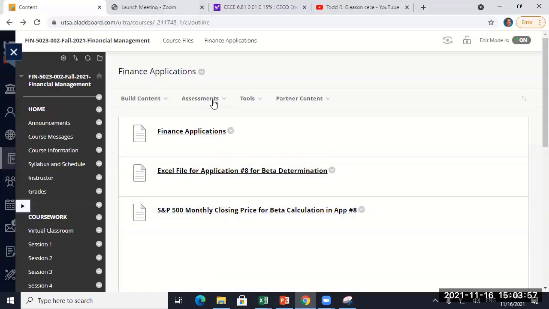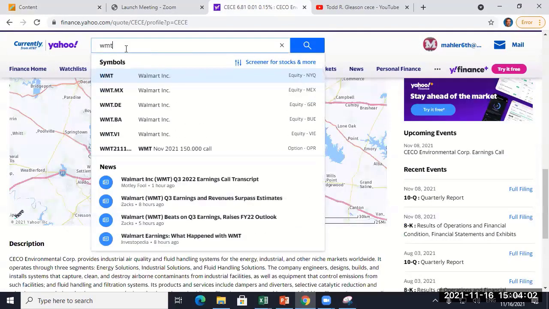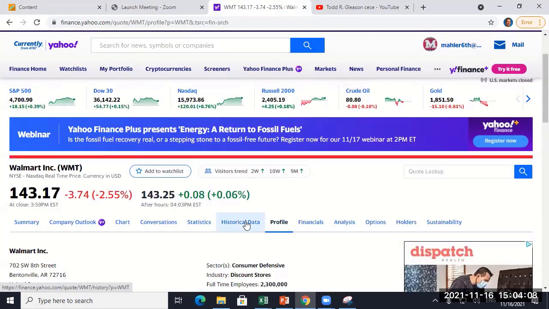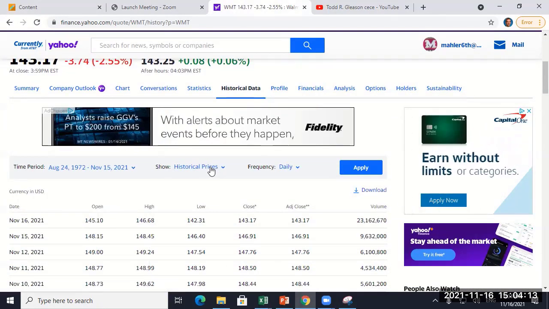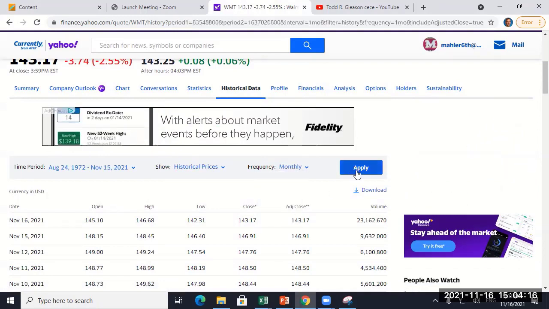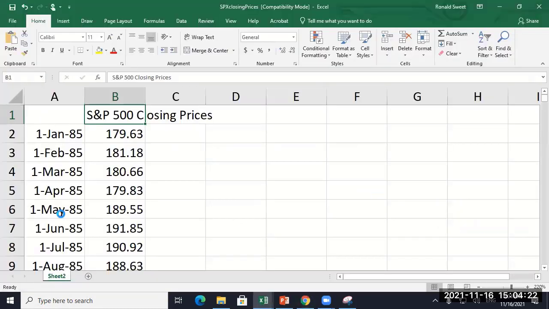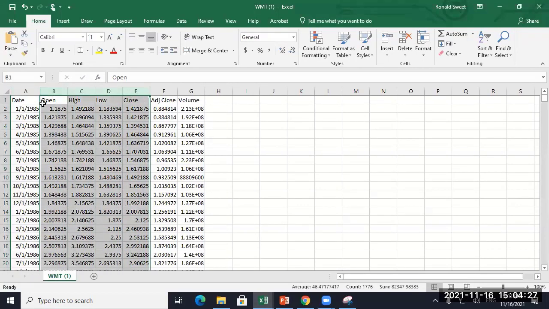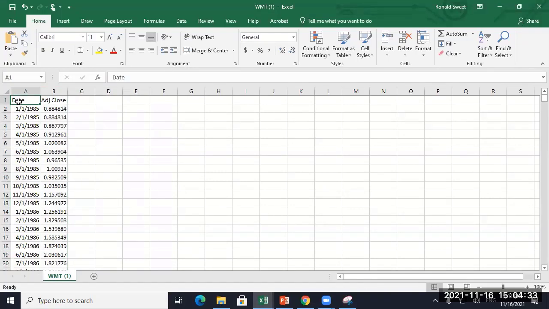So all I got to do is go out there and bring in Walmart, not Waste Management, and go get historical data. I'm just going to go back to the max. Historical prices monthly, apply, download, just like that. I've got Walmart's prices. We're going to use the adjusted close. So I'm going to take that. I'm going to bring the S&P over next to it.